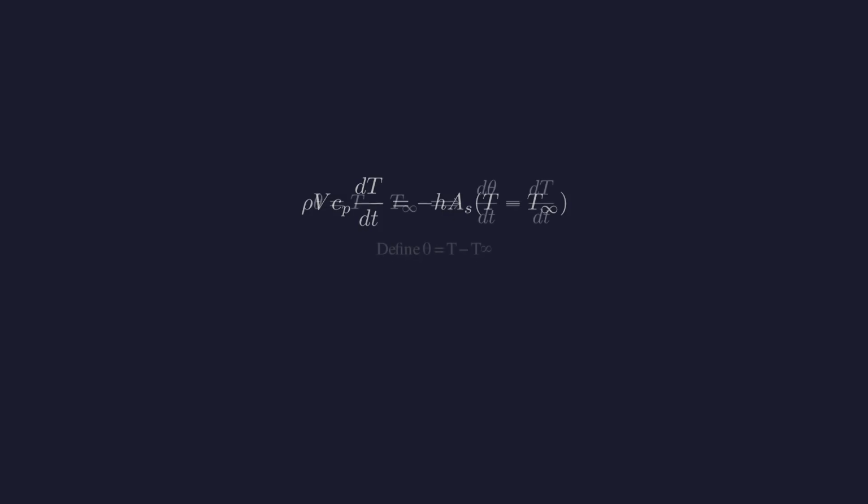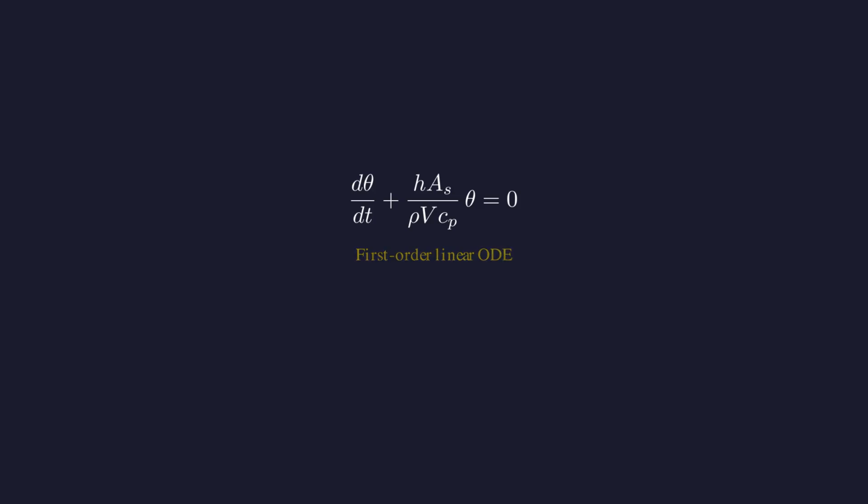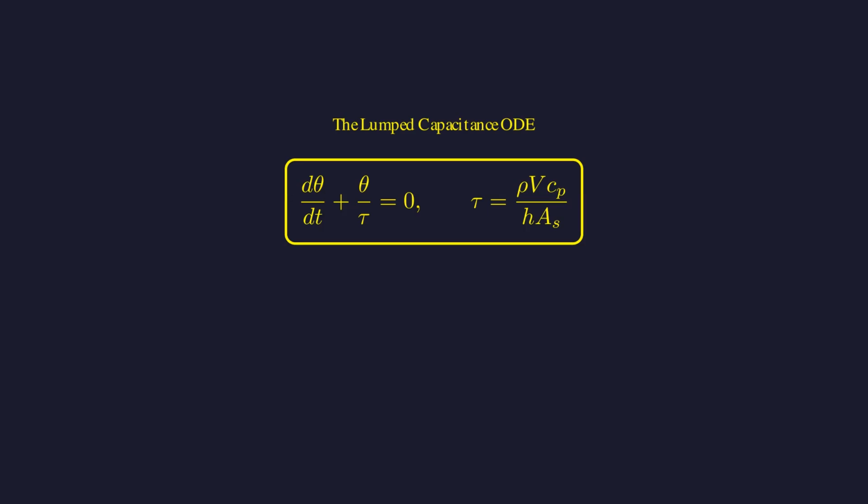Define θ as the excess temperature over the fluid. The result is a first-order linear ODE. Define τ as ρVCp over hAs. The final result is the lumped capacitance ODE.